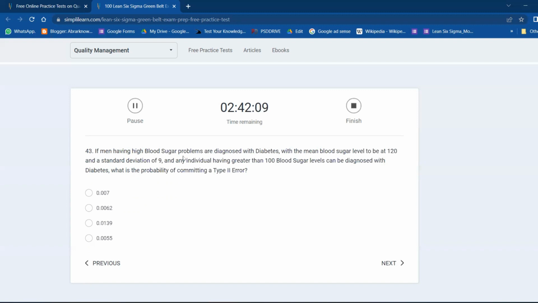If men having high blood sugar problem are diagnosed with diabetes, with the mean blood sugar level to be at 120, the standard deviation is 9. Any individual having greater than 100 blood sugar level can be diagnosed with diabetes. What is the probability of committing the type 2 error? So this is on the probability one. I have already solved that question. 120 is one I have already solved. So that means there is a probability of 1.39 percentage.